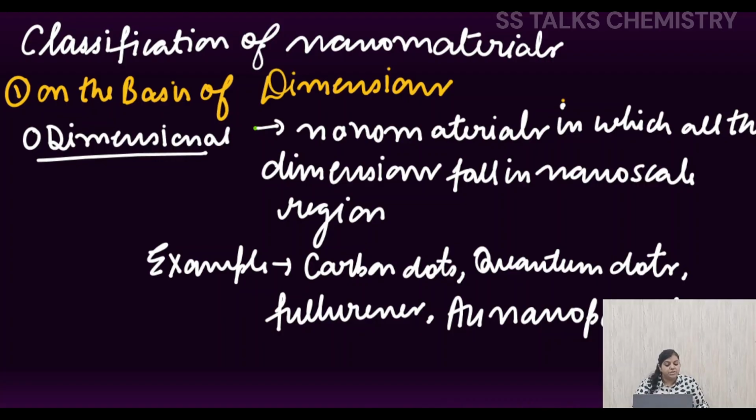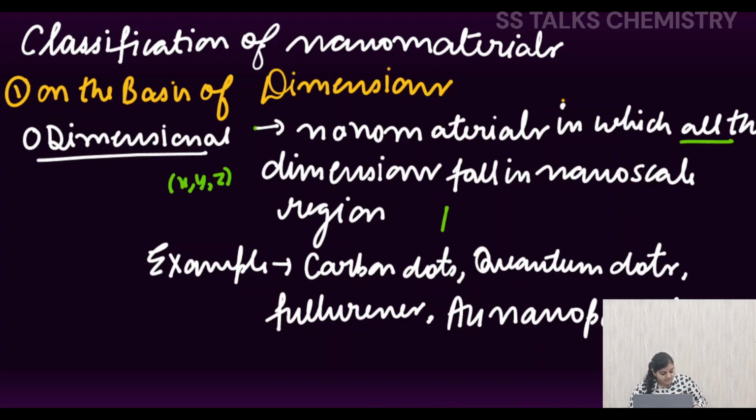So 0 dimension refers to the nanomaterials in which all the dimensions, so make sure you are using this, all the dimensions basically means we are referring to the 3 dimensions, that is your x, y and z axis. All of these three are going to fall in the nanoscale region.